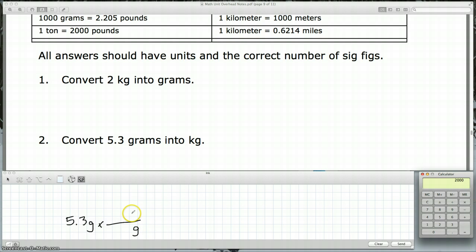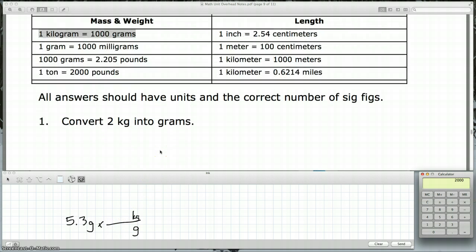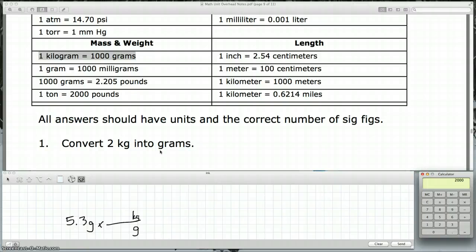Whatever we're looking for goes on top. In this example, we're trying to convert it into kilograms. So we're looking for kilograms, so kg. And again, I look up at my table. I find something that has kilograms and grams in it. It's actually the same one we just used. So whatever number is in front of grams up in the table goes in front of grams here. 1,000. Whatever number is in front of kilograms up in the table goes in front of kilograms here. 1.